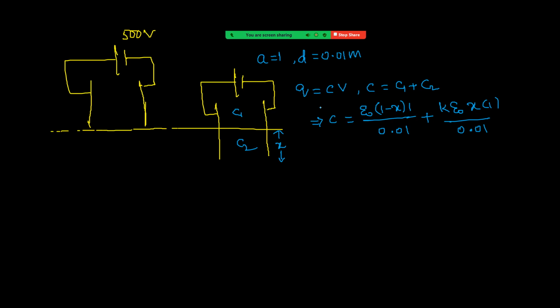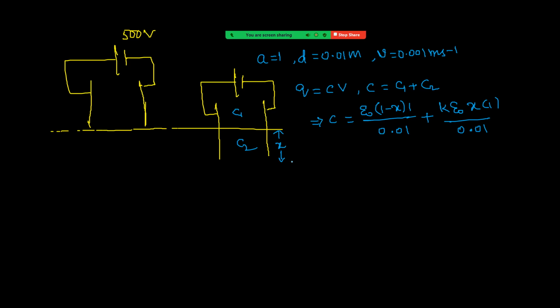So now we have to calculate. We are given at what rate they are dipped inside. Velocity, let us take small v. Velocity is given as: they are lowered at a rate of 0.001 meter per second. It is 0.001 meter per second.